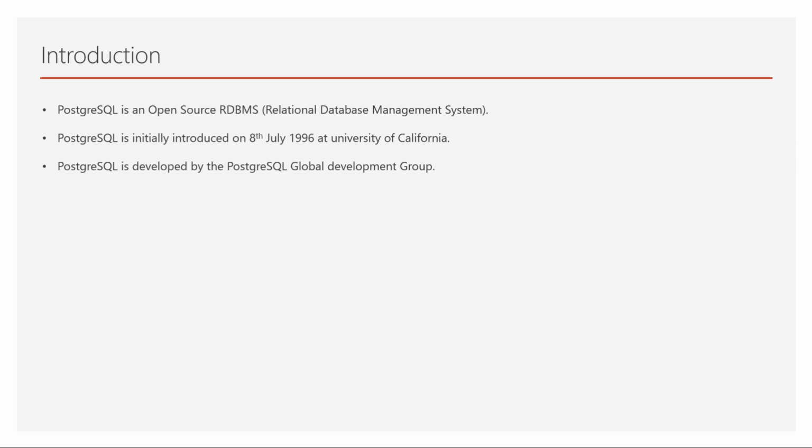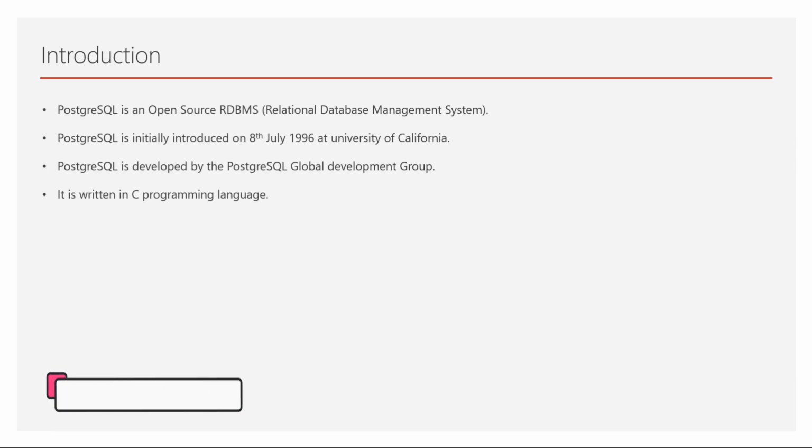The next point is it is written in the C programming language. We all know that C is a very powerful programming language, and it is surprising to know that PostgreSQL, a big database management system, is written in C. So you can get the point of how powerful the C programming language is, because PostgreSQL is written in it.